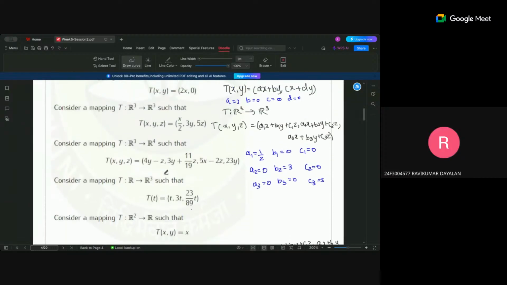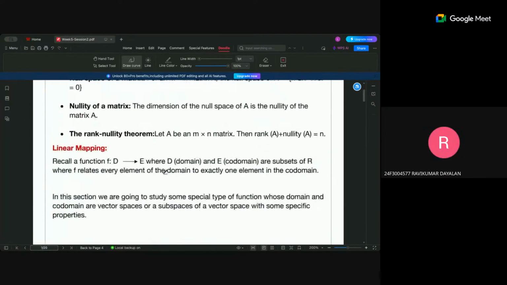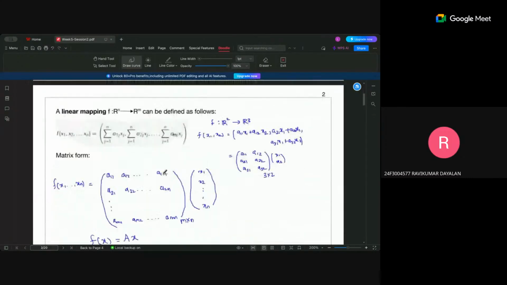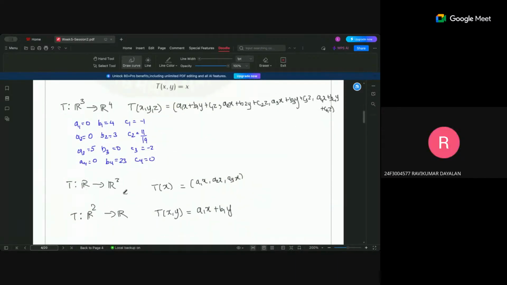Ma'am, can you please repeat that R2 to R3 once again? The transformation which you wrote last. This one, R2 to R3? Yes, ma'am. You want me to explain? Yes, please. Okay. So here you just have x, right? Only one variable you are having. So you don't have y, you don't have z. So all these terms are just disappearing. That's all. Okay. Fine.